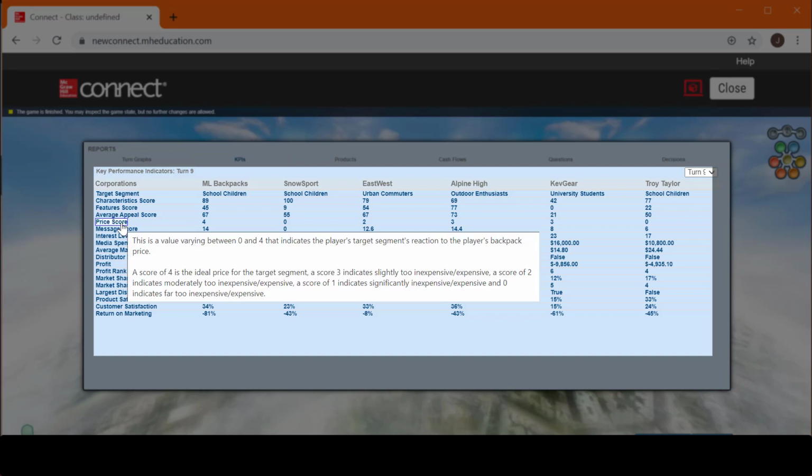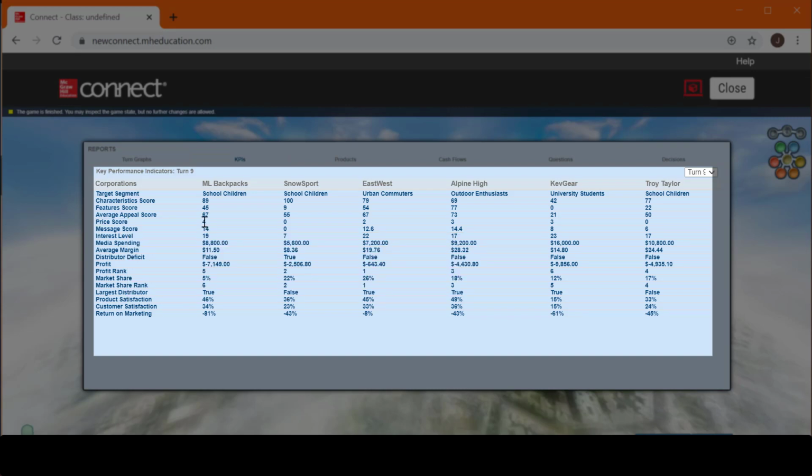You're also going to get a price score. And a price score is going to be somewhere between 0 and 4. If you get a 4, that means your price is right on target with what your target market wanted. In this case, I seem to have done that. Snow Sport over here, they got a 0, which means they're way off from what the target market wanted as well. So you might want to dig in and see what they're selling their backpack for versus what you sold your backpack for as well. You can look at that for all of your competitors as well.